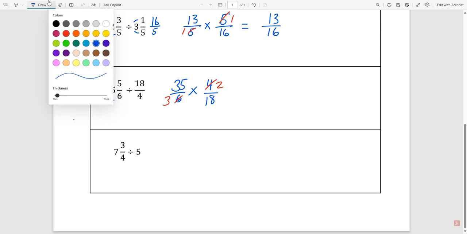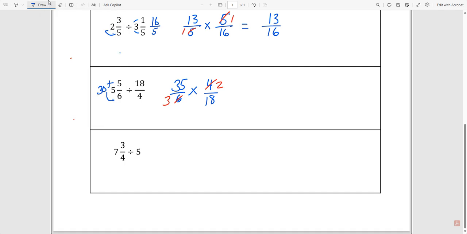And now I'll just simply straight multiply these. We have 35 times 2 is 70, and 3 times 18 is 54. And this can be reduced again. Just reduce that down by 2. 70 divided by 2 is 35, and 54 divided by 2 is 27. And so we have that. Now I can just divide the numerator by the denominator here and have 35 divided by 27 is 1, leaving 8 left over. So 1 and 8/27.